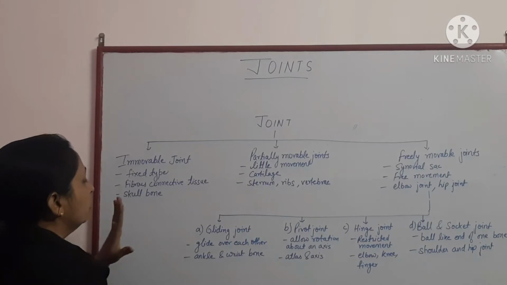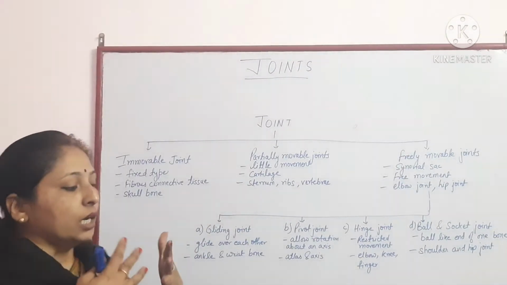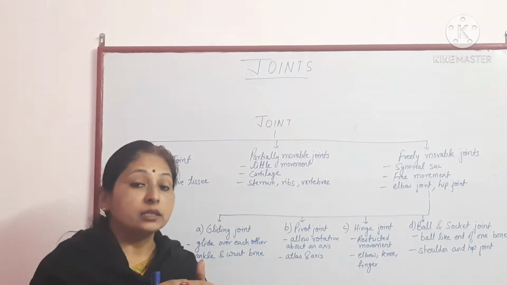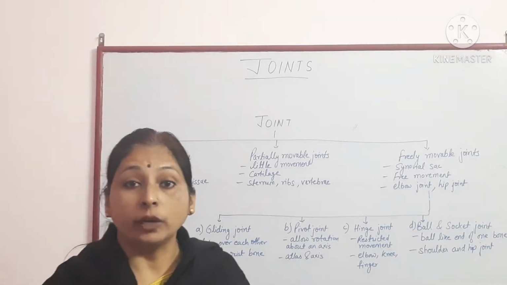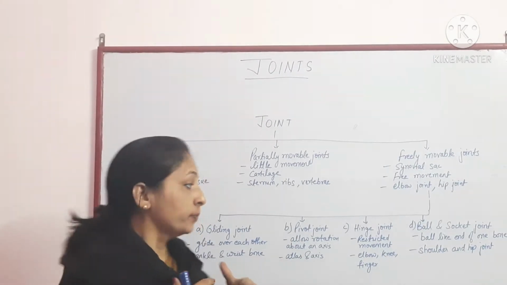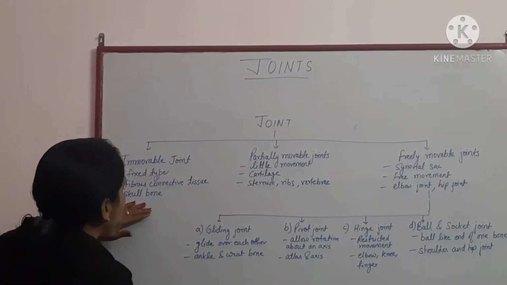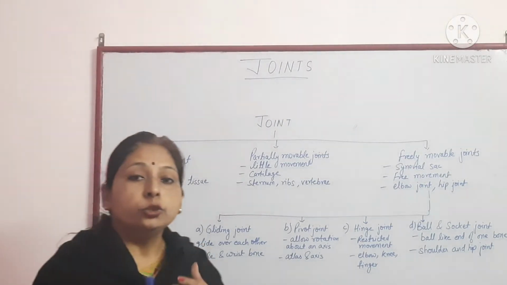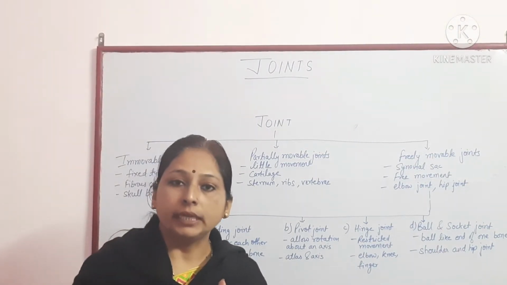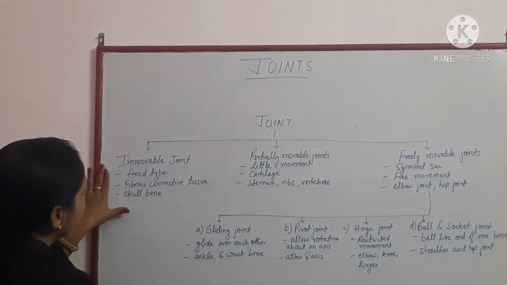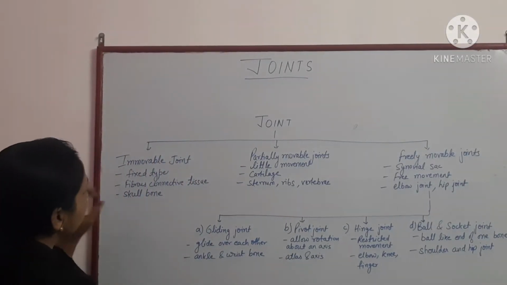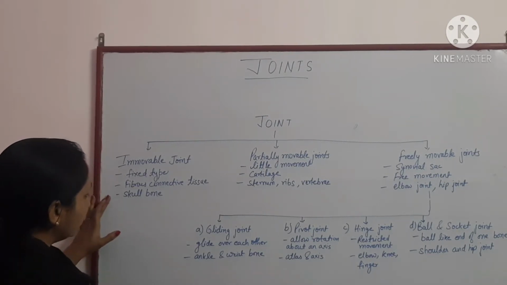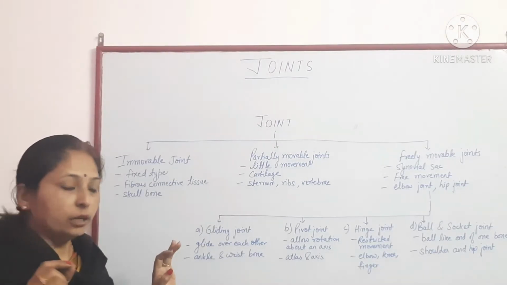Immovable joints are the fixed type of joints, which show no movement. In which region is this joint present? This joint is present in the skull bones, and these bones are joined together by fibrous connective tissue. So immovable joints are fixed, with no movement. They are connected with fibrous connective tissue and are present in the skull.